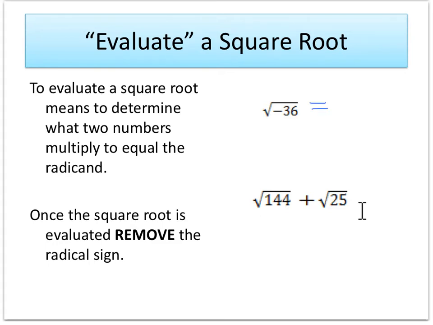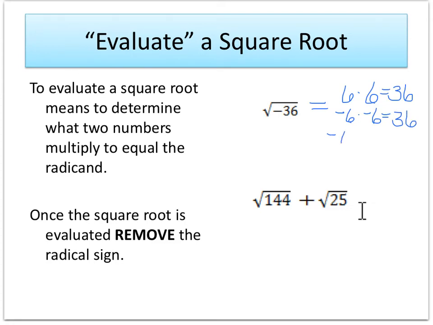How about the square root of negative 36? Did you first try to say 6? That's not correct. We cannot take the square root of a negative number. If I try to say 6, 6 times 6 equals a positive 36. Negative 6 times negative 6 also equals a positive 36.